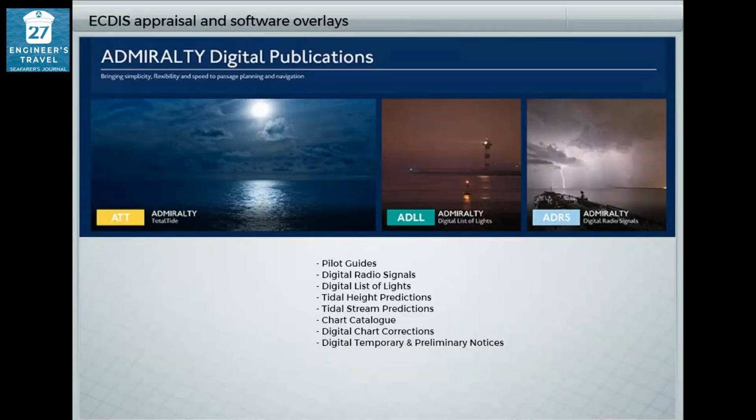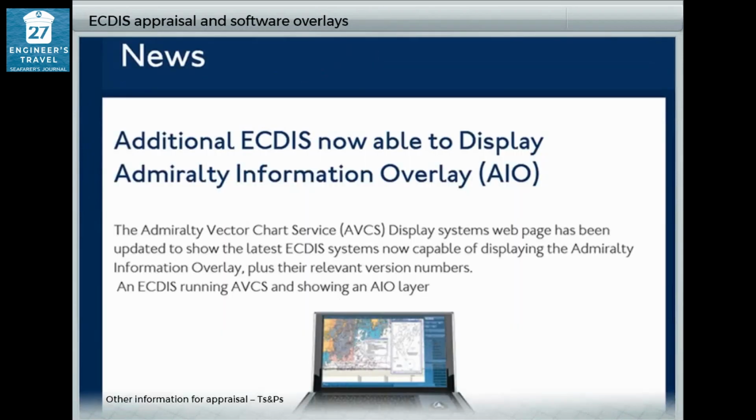To help the appraisal, digital products can be used that give a variety of information. When appraising or monitoring, temporary and preliminary notices should always be consulted. There could be an overlay for this, such as the Admiralty Information Overlay, but some chart suppliers add T's and P's to the updated chart cells.